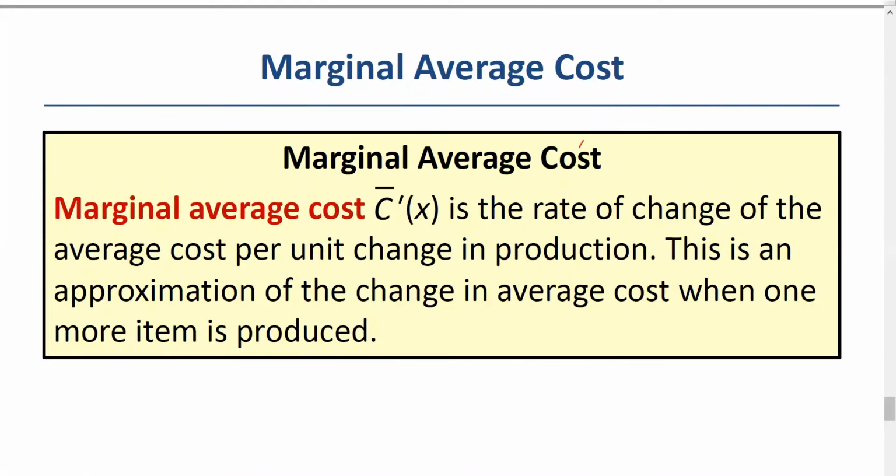Recall the cost function is represented by the capital C(x). The average cost is represented by C bar(x). The marginal average cost is represented by C bar prime(x), which is the rate of change of the average cost per unit change in production. And this is an approximation of the change in the average cost when one more item is produced.